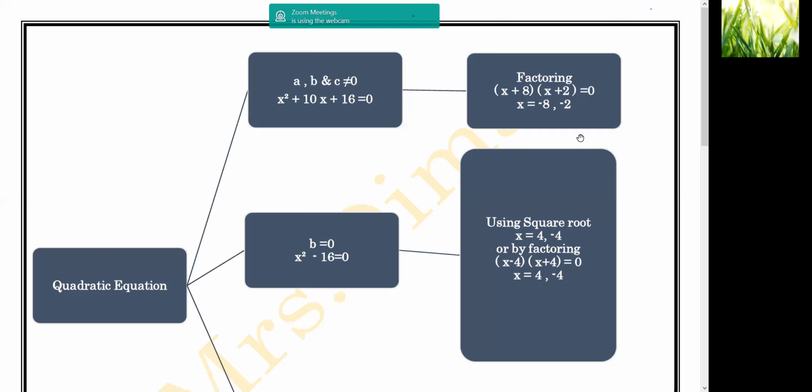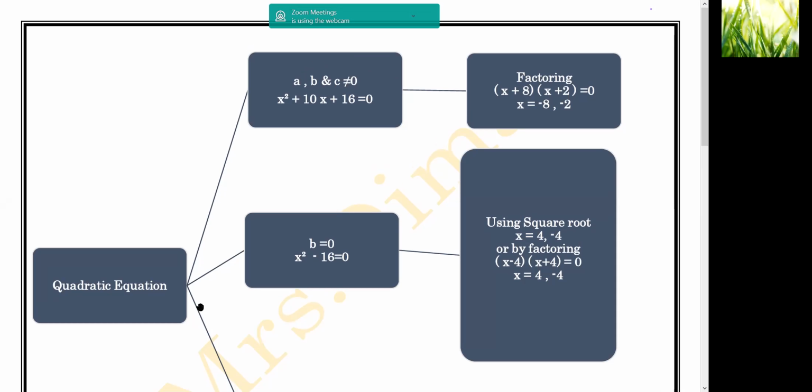Now, we talked about the quadratic equations, and we said that if you want to solve the quadratic equation, we have many ways. If A, B, and C all exist, like x squared plus 10x plus 16, I will use the factoring way, if it can be factored. If it cannot be factored, what will be the second way?